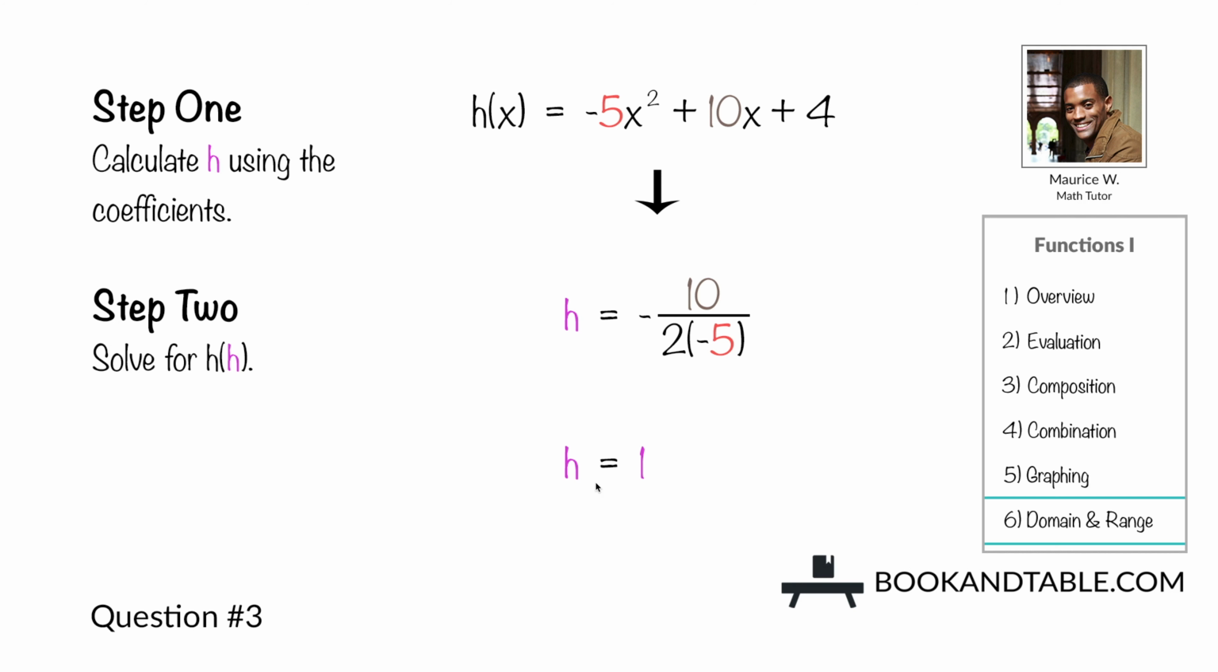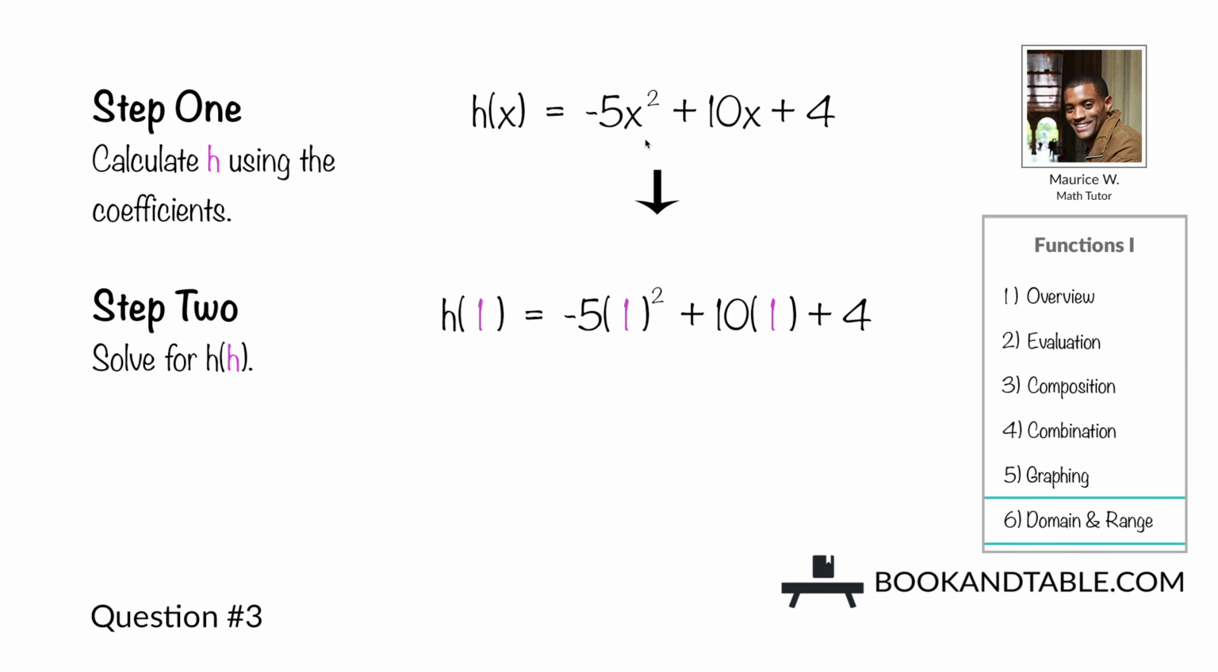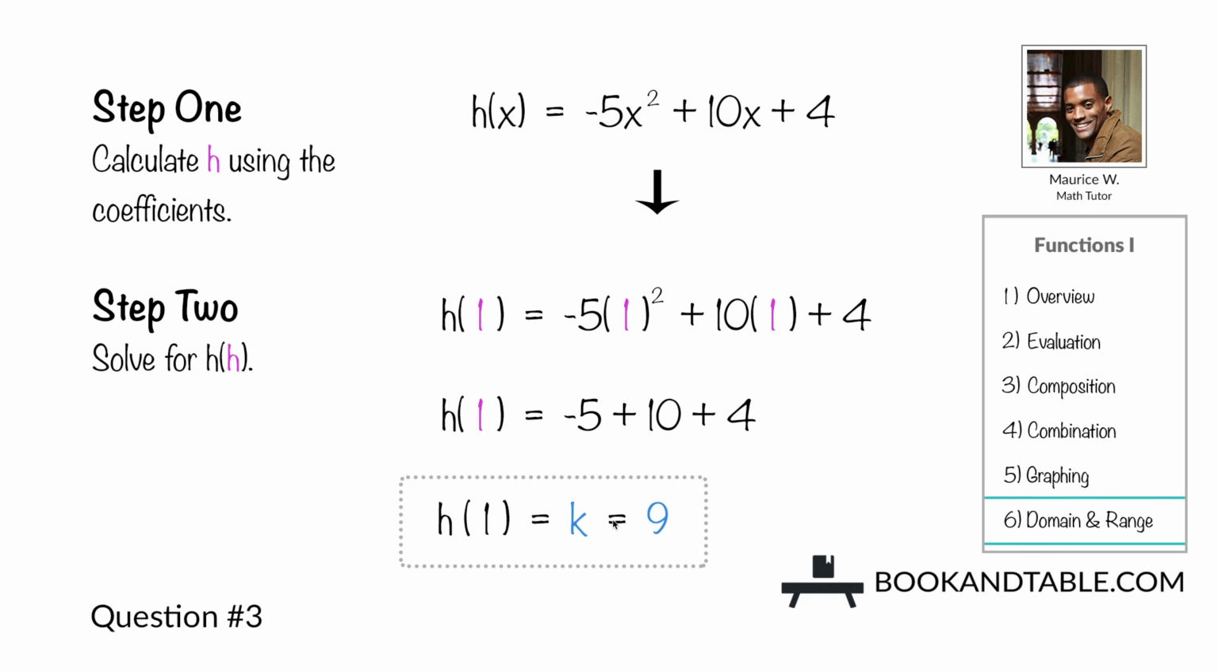So now that we have h is equal to 1, we want to find h of 1. So we plug in 1 for x, giving us negative 5 times 1 squared, which is negative 5, plus 10 times 1, which is 10, plus 4. Negative 5 plus 10 is positive 5, plus 4 would be 9. So we know k is equal to 9.